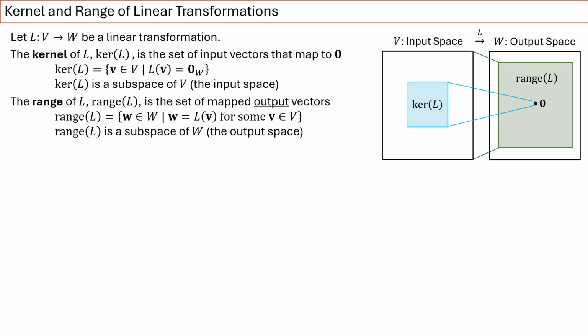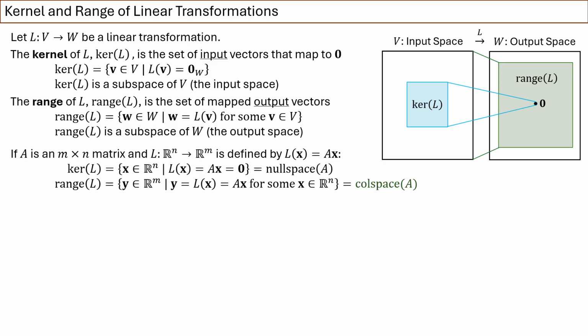The green shaded area is the range. This represents all the possible outputs we can actually reach. Notice that the range is a subspace of the output space W, while the kernel is a subspace of the input space V. Now, let's make this concrete by using an M by N matrix A.